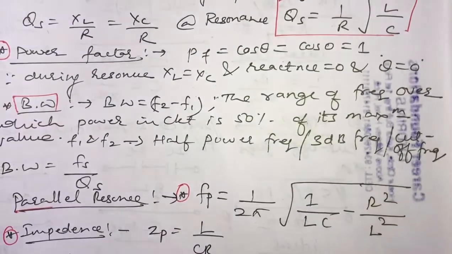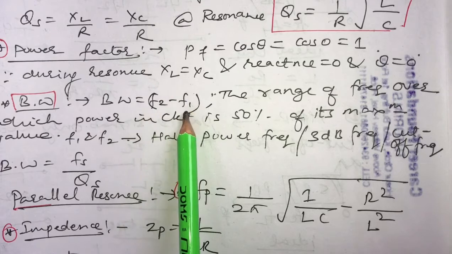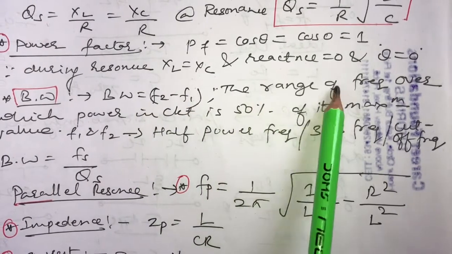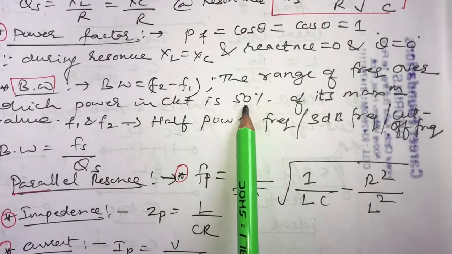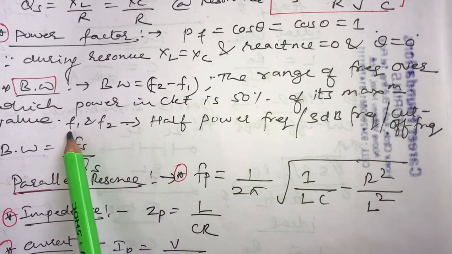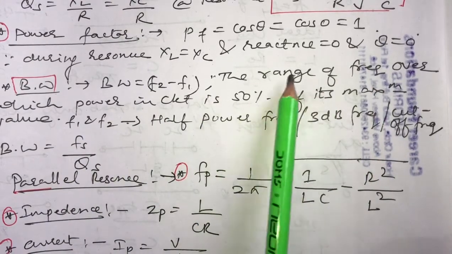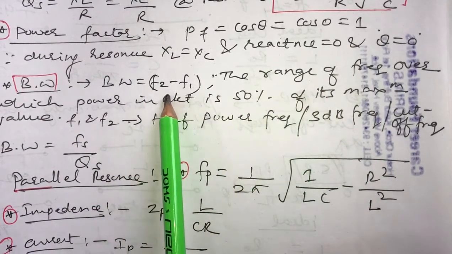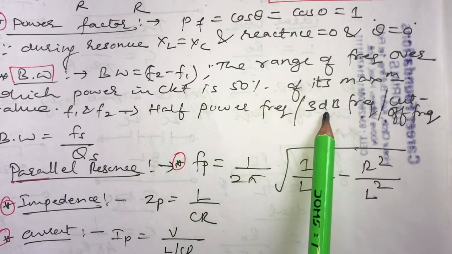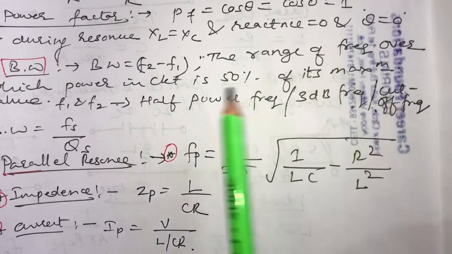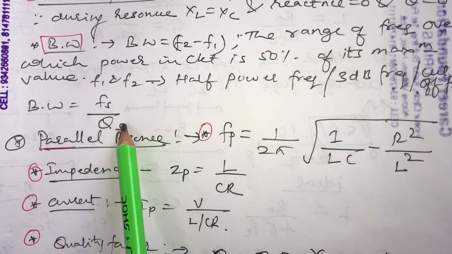And the next concept, bandwidth. What is bandwidth? It is the difference between the frequencies, F2 minus F1, the range of frequencies over which the power in the circuit is 50% of its maximum value. F1 and F2 are half power frequencies, also known as 3 dB frequencies or cutoff frequencies, and bandwidth equals Fs by Qs.